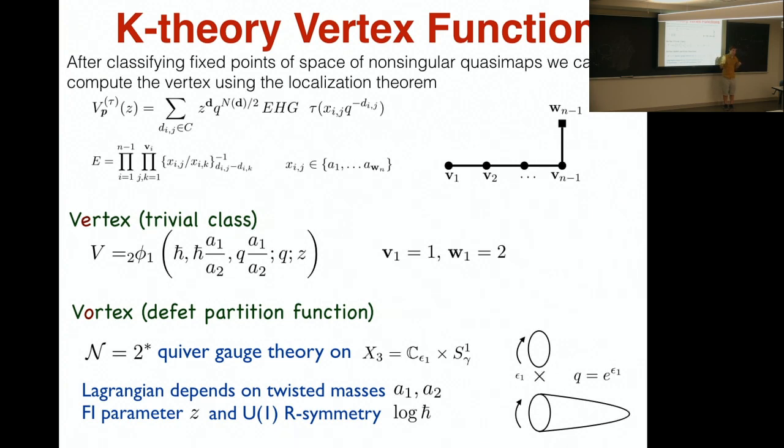Right. Now, how do you see that it is the eigenfunction? Well, you take the 4D theory, you put it on the slab. So there's a boundary. So you take that line operator that wraps the complex circle, and you move it towards the boundary.